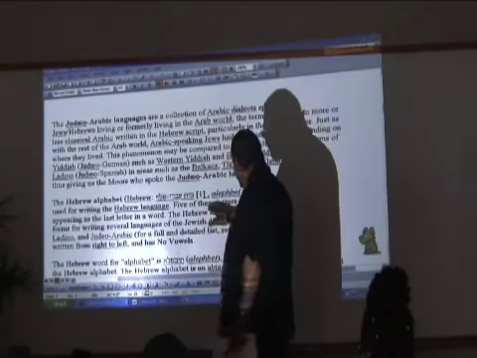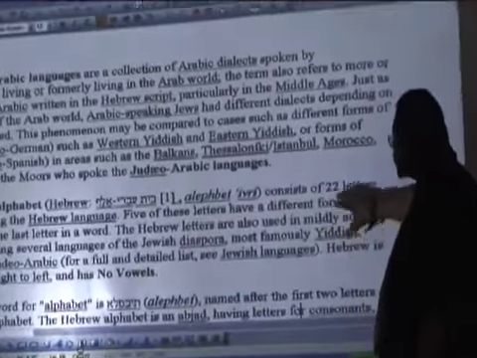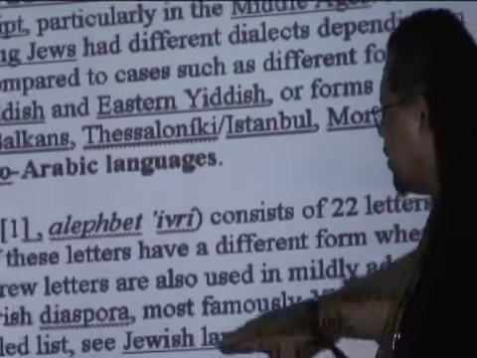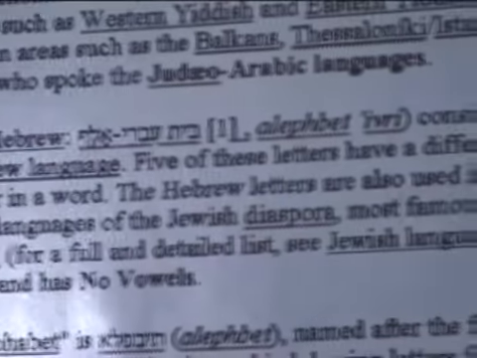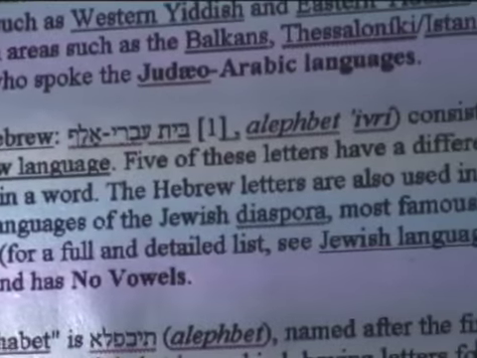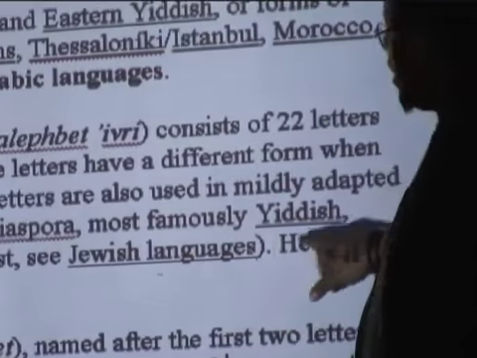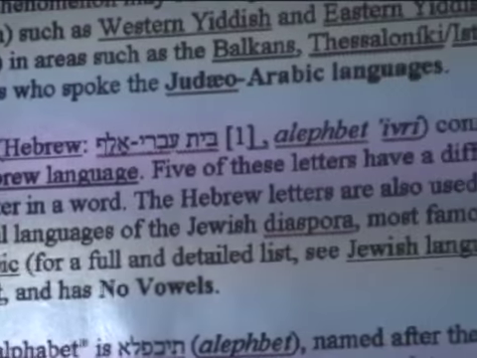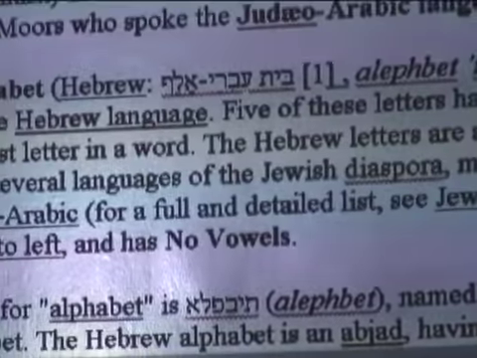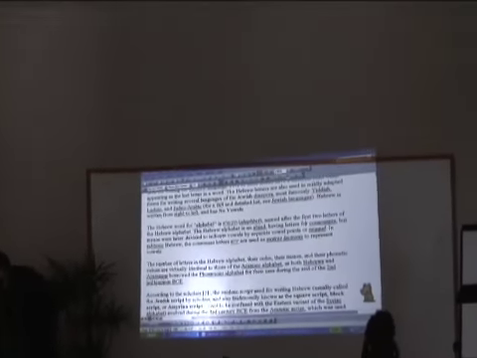But the Hebrew alphabet in itself began to take on the 22 letters. And in these 22 letters, they have different forms and etc. But they were saying the connection to Hebrew letters also use mildly adapted forms for writing several other languages of the Jewish diaspora, most famously Yiddish, then Ladino and the Judean Arabic. Now, that's where it says for C, the Jewish. That's come from the Jewish encyclopedia.